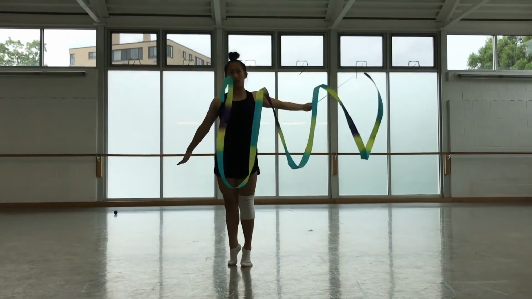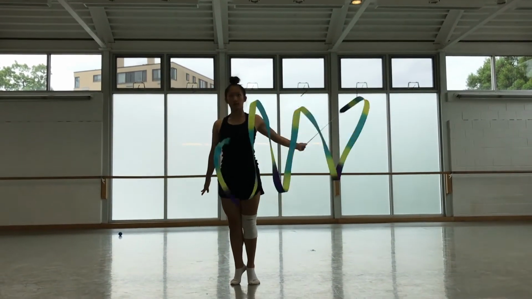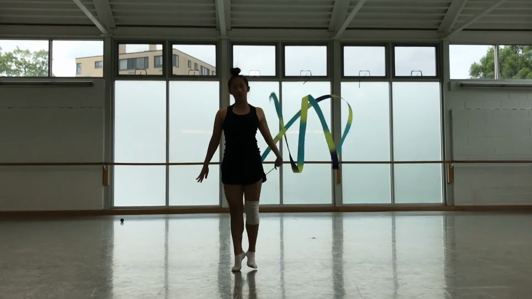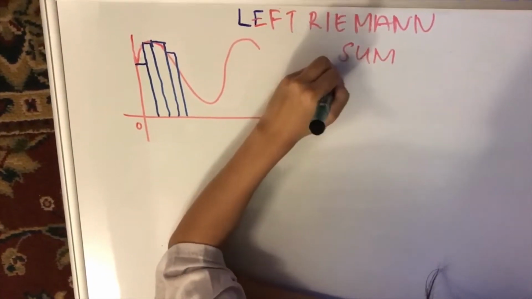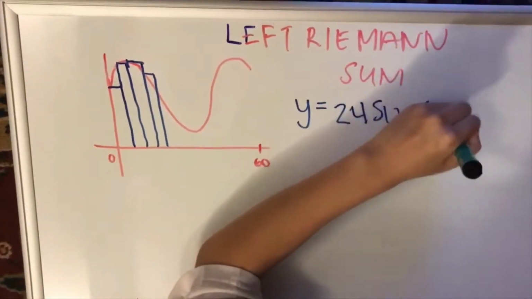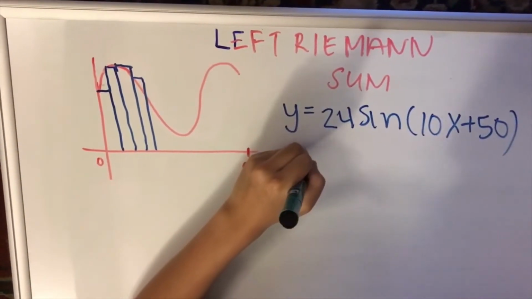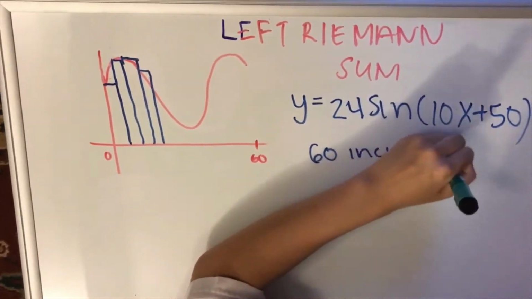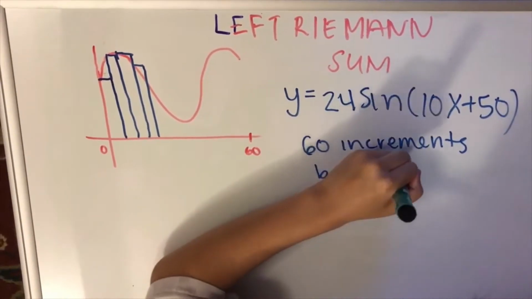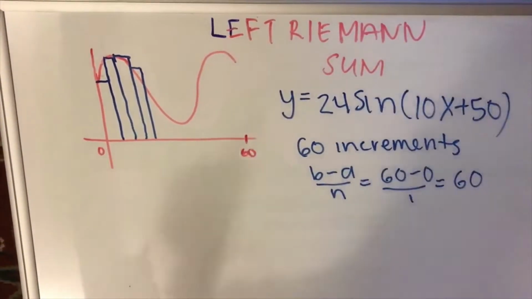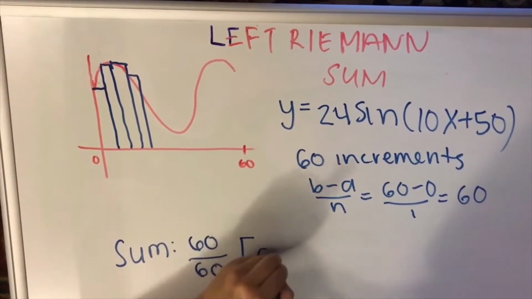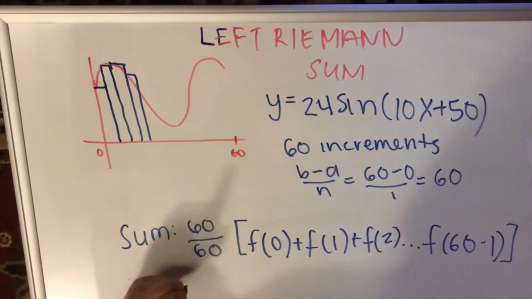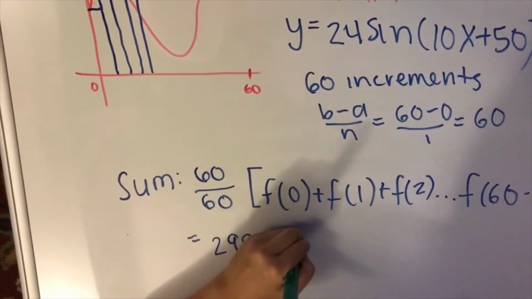With the ribbon, we can also draw snakes as shown. We can calculate the area between the snakes and the floor using a simple integration technique. Since the ribbon moves like a sine curve, we can estimate that the equation of the ribbon is 24 sine of 10x plus 50. Using this equation, we integrate it using a left Riemann sum. By splitting the horizontal length of the snakes into 60 increments, we sum up the areas of the 60 rectangles to find the area between the floor and the ribbon.